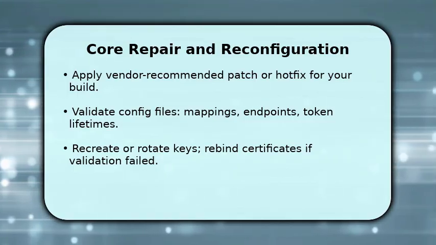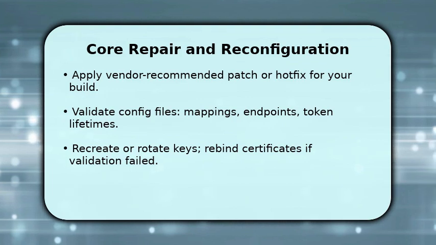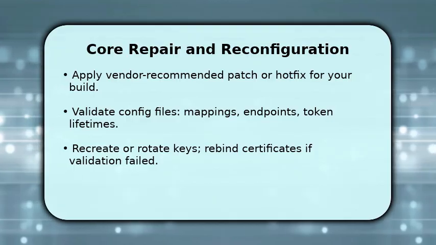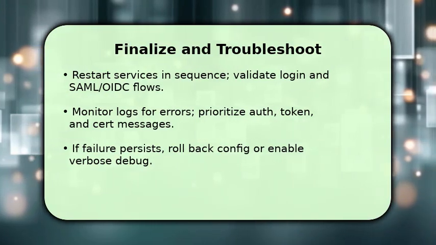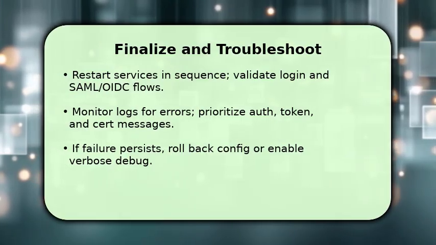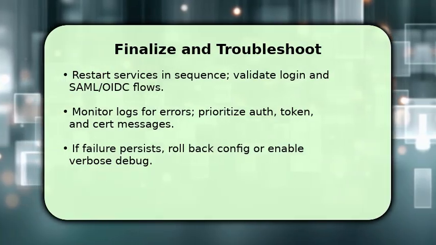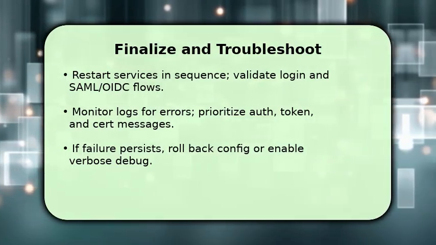Make changes incrementally and test authentication flows after each step, so you isolate the failure point quickly. To finish, restart SSO6 components in the recommended order and validate interactive logins and SAML/OIDC flows from a test client. Once successful, remove maintenance mode.